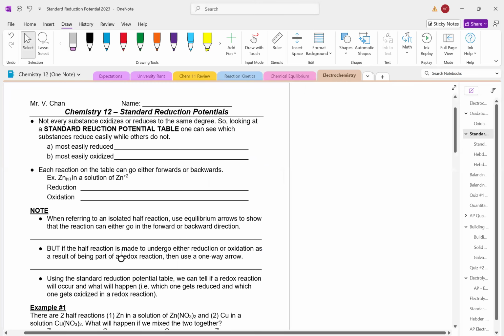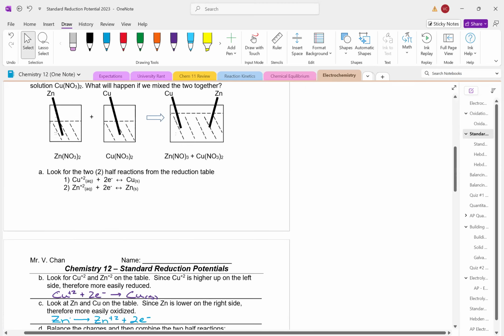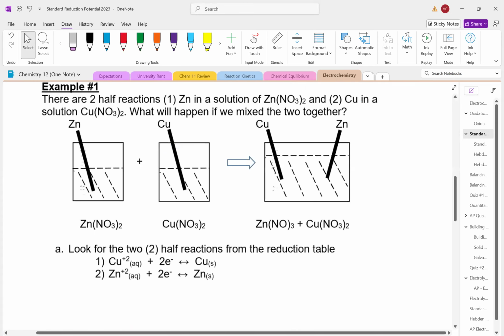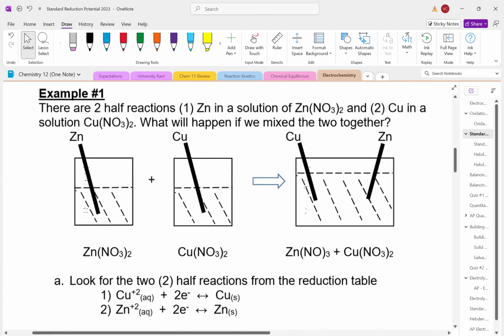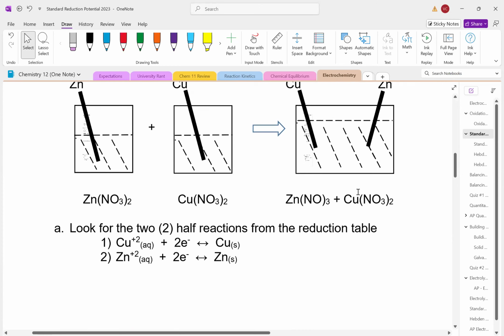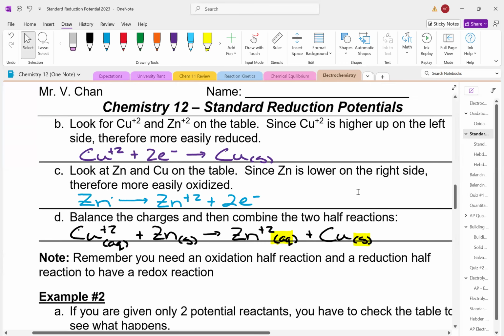And today I wanted to touch upon the example that I gave you last day when we were talking about standard reduction potential tables and how we can use them to predict our products. Now, in this example, remember we had the zinc nitrate solution and copper nitrate solution, and we mixed them together. And we went through the example that was down here.